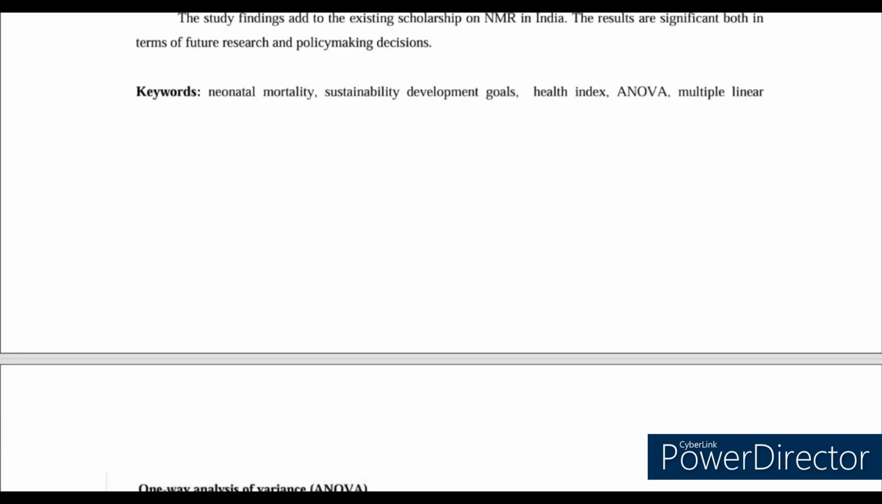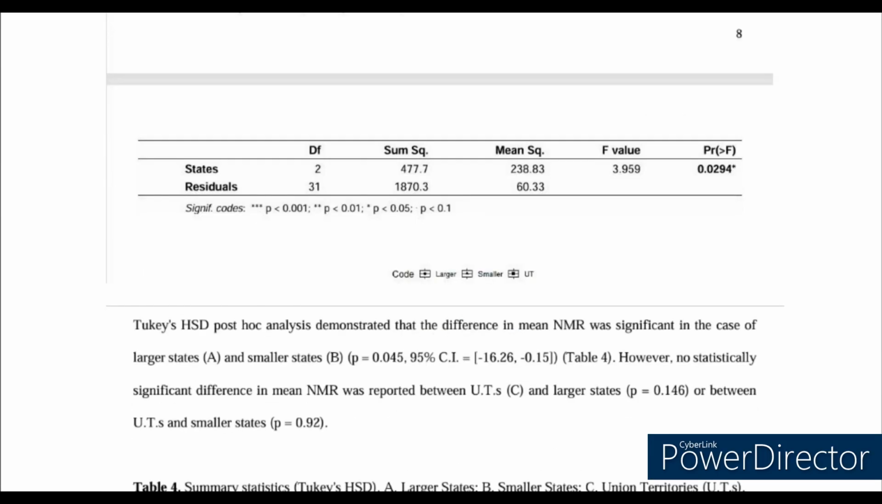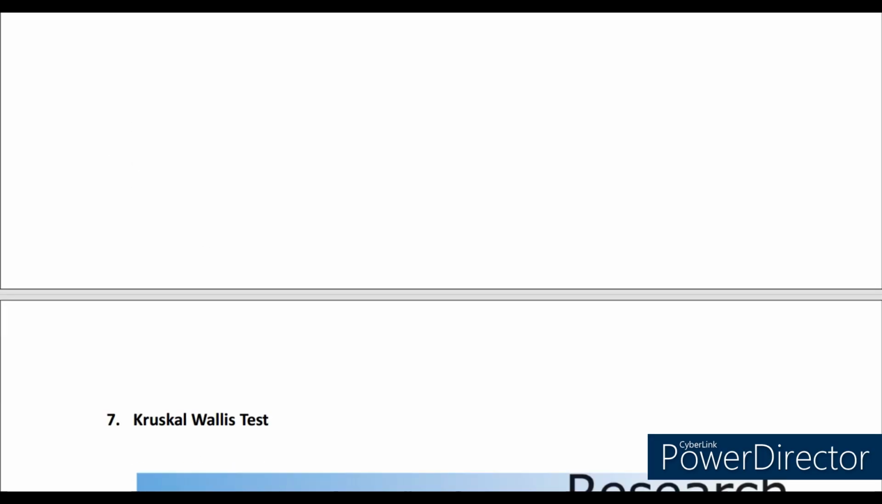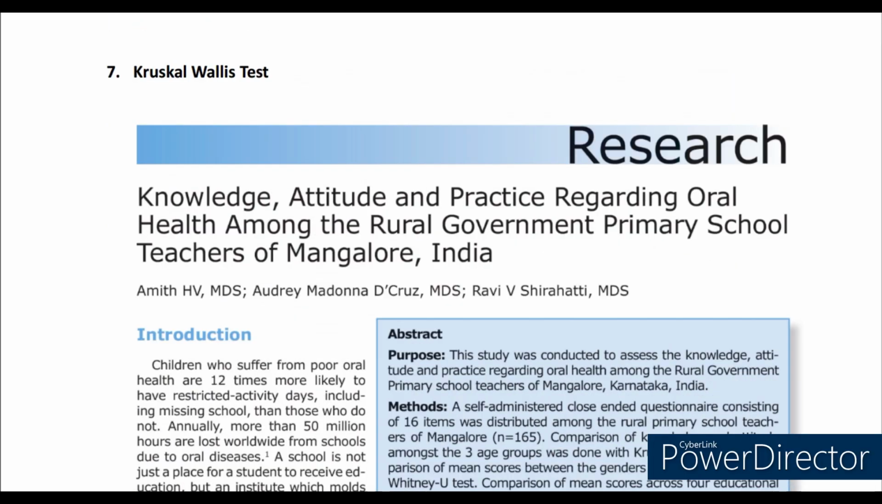So you can look at the result section also. This is the table of ANOVA and you can look at the value of F, that is 3.9. But if you can look at the P value, that is 0.0294. So it is less than 0.05, so it is statistically significant. And now coming to the next test, that is Kruskal-Wallis test. It is an alternative to ANOVA test, right? In case of non-normally distributed data.